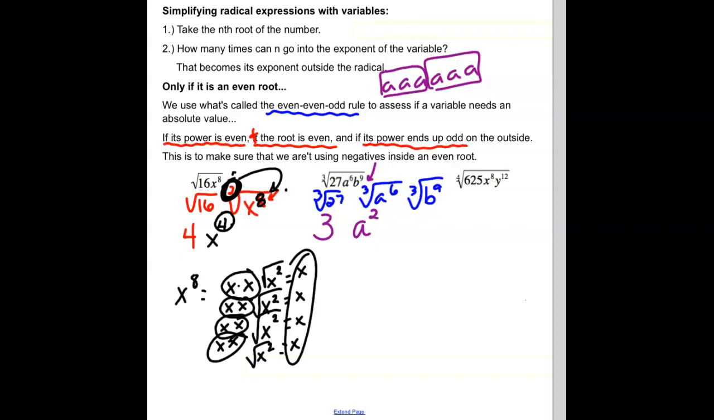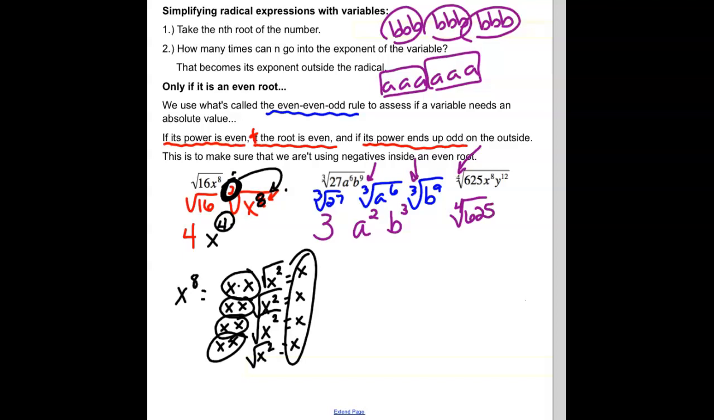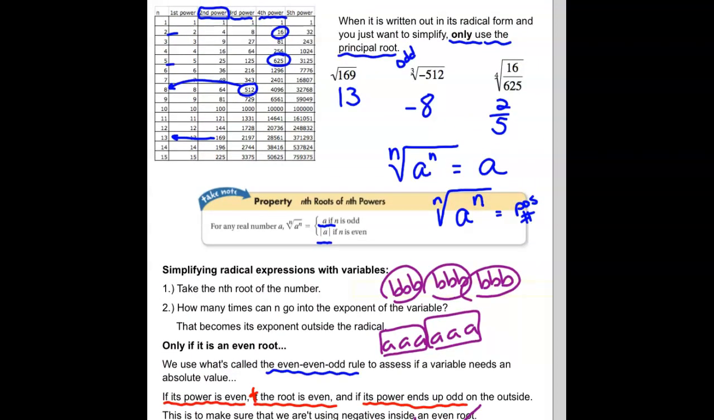For our b's, we have 9 of them. We're doing groups of 3. We can make 1, 2, 3 groups. So this comes out as b to the 3rd power. So 3a squared b cubed would be our answer. Our next example, we're going back to an even root, so we do have to worry about the even, even, odd rule. The fourth root of 625, if we look at our power chart, okay, fourth roots, 625, its root was a 5.